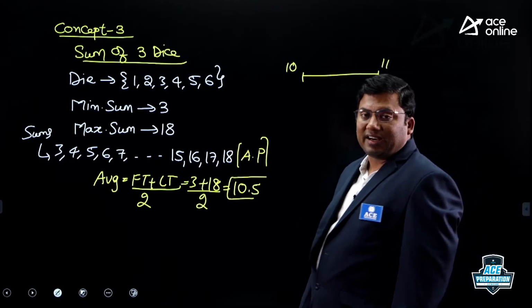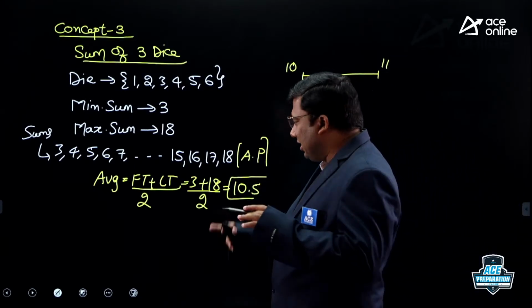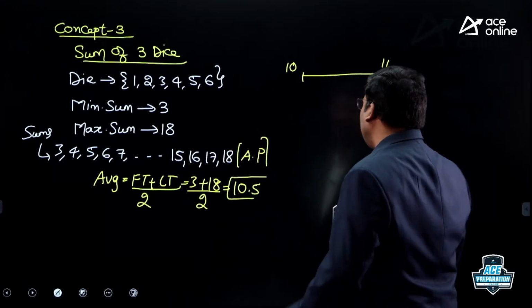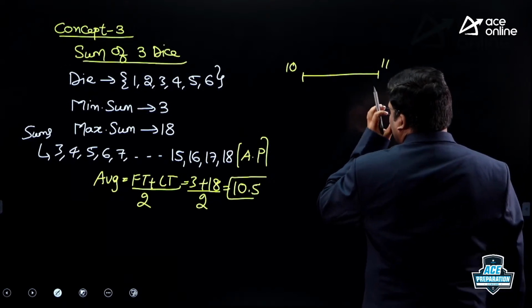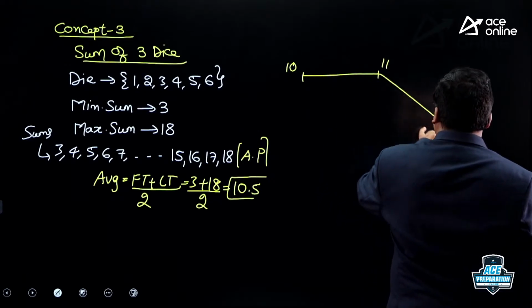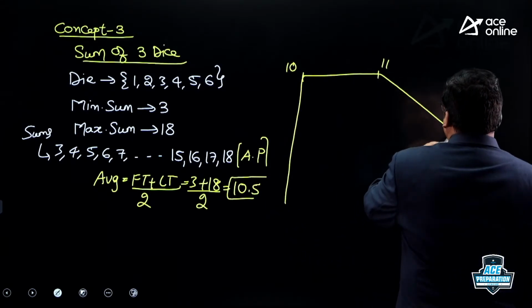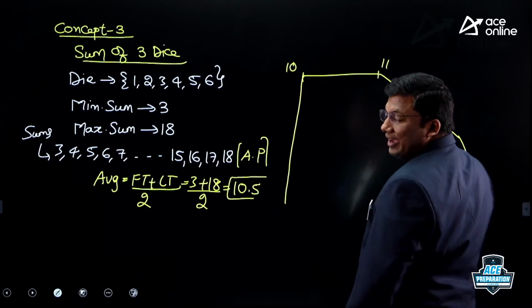So I will not get a triangle. I will keep a straight line. Why? Because the average is a decimal value. It is 10.5. Integer less than 10.5, greater than 10.5. Draw a line here. I hope the idea is clear.